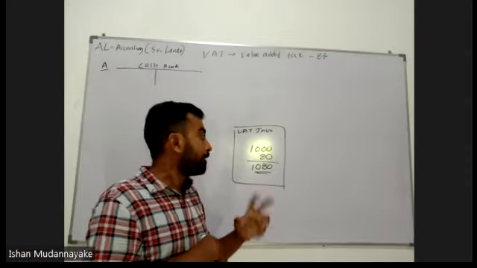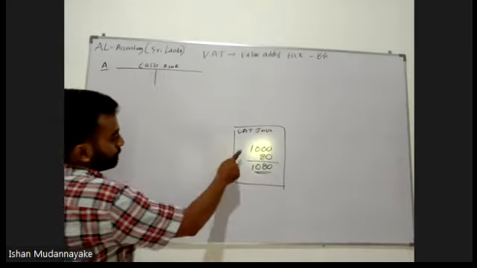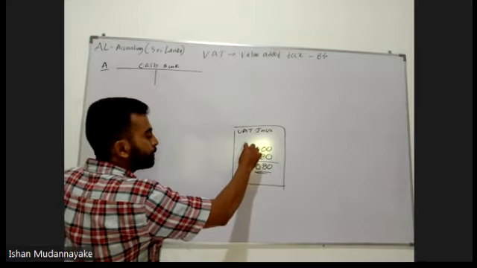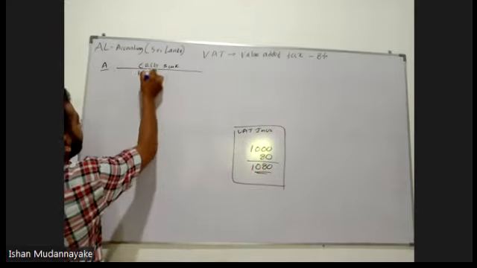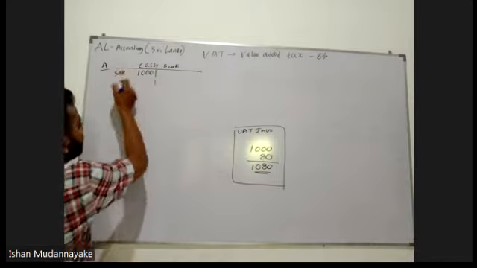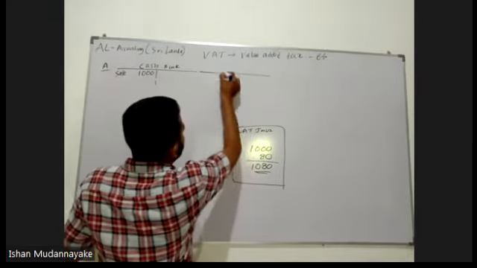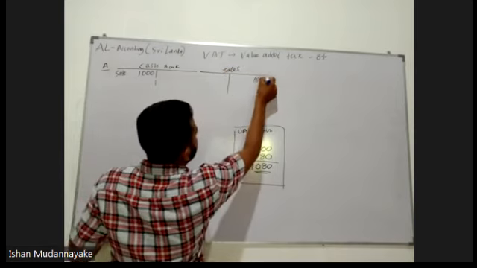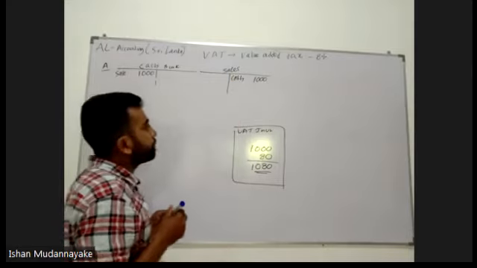Right, now we will look at how to pass double entry by company A. For the 1000, we will pass double entry separately. 1000 sales value: cash book debit 1000, sales account credit 1000. Company A collected 1000 cash from company B.